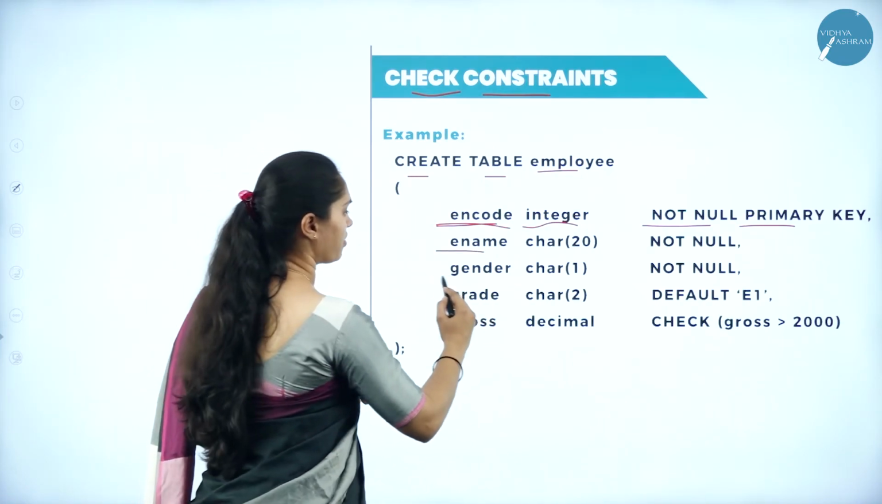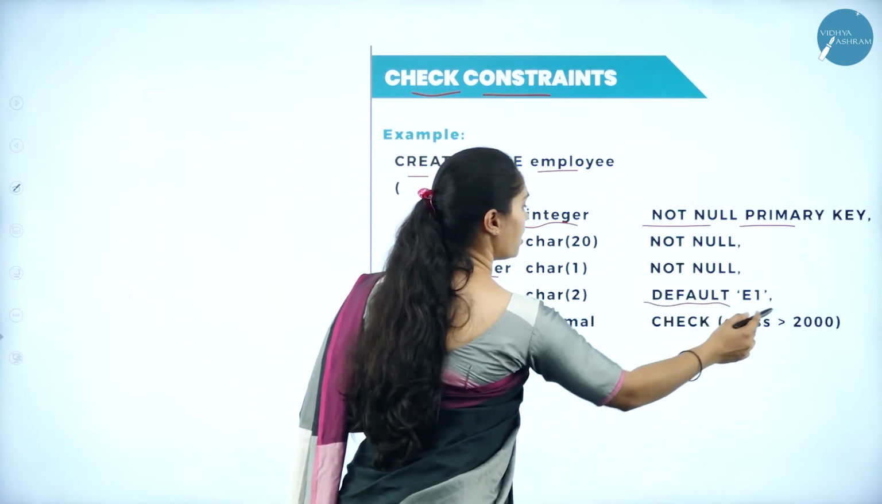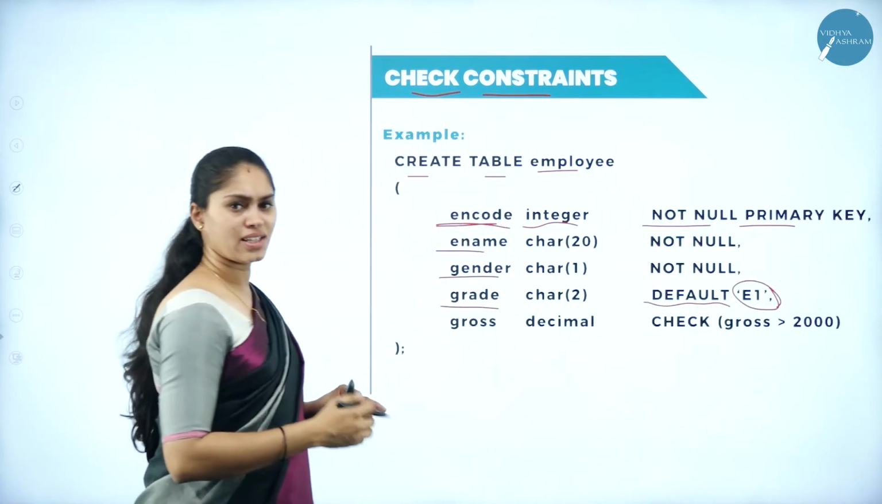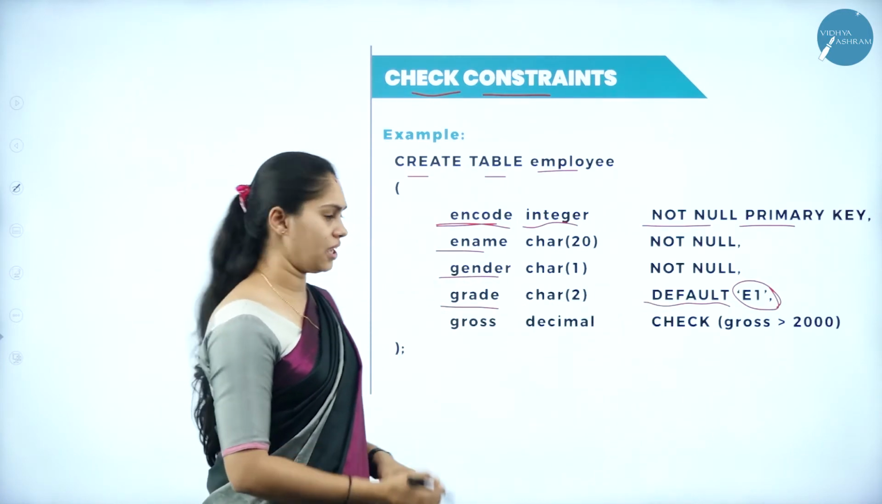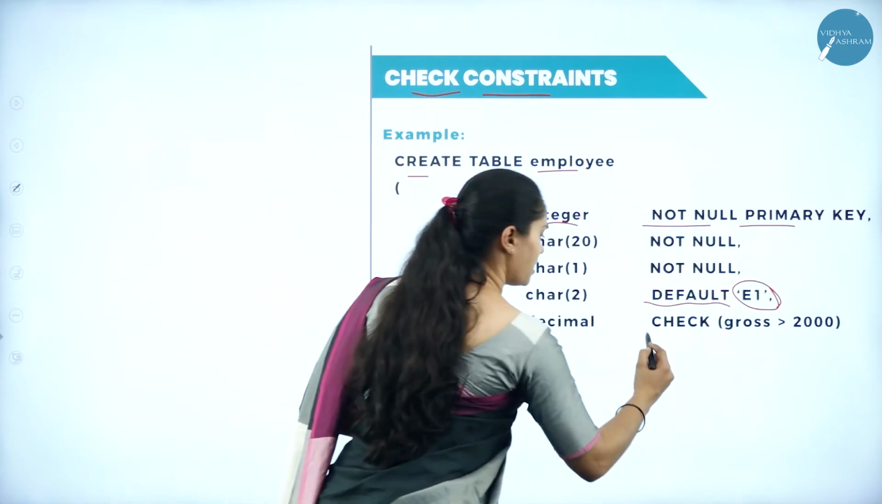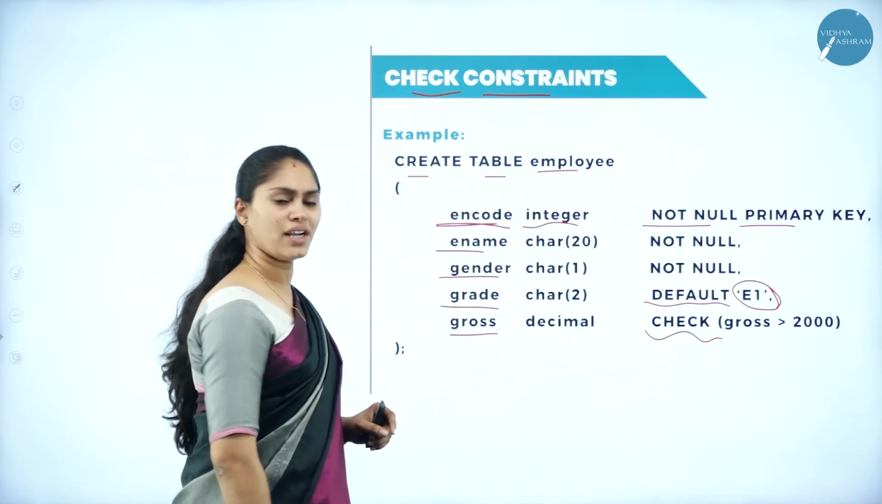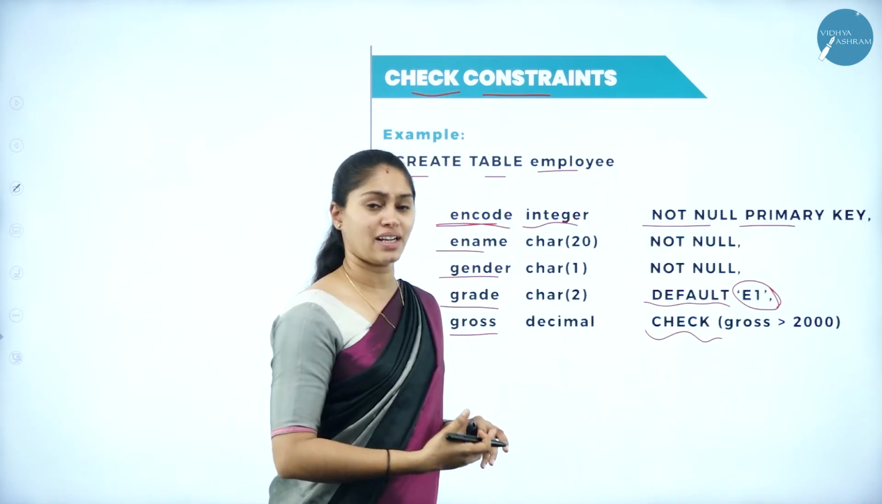And ename, we have a gender, we have a grade. So we are giving a default value for grade. Whatever the number of employees we have, everybody is going to have the same grade called E1. And also we have a gross salary here. Then we are using this constraint called check. What it indicates is whether the value I am giving satisfies the conditions or not.